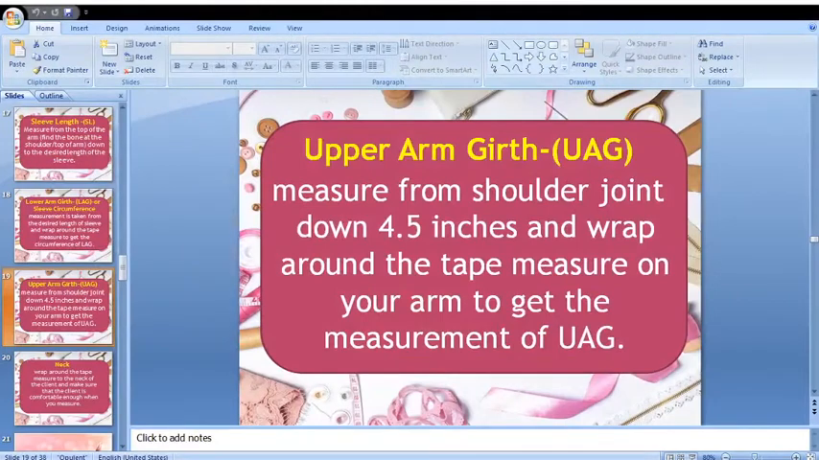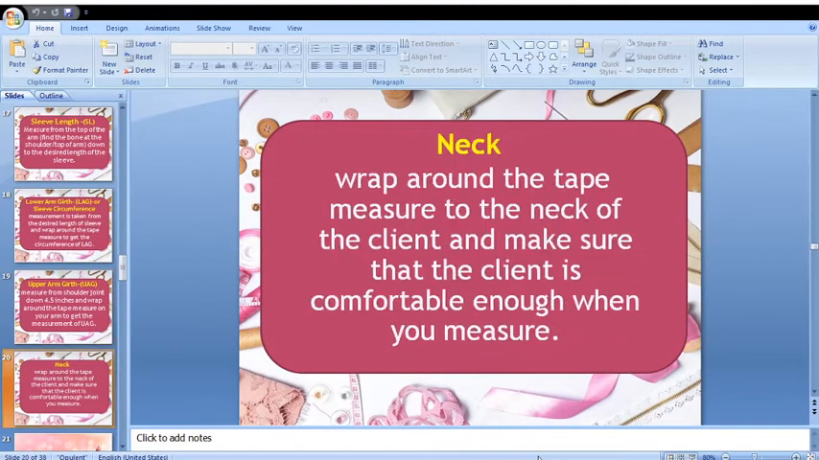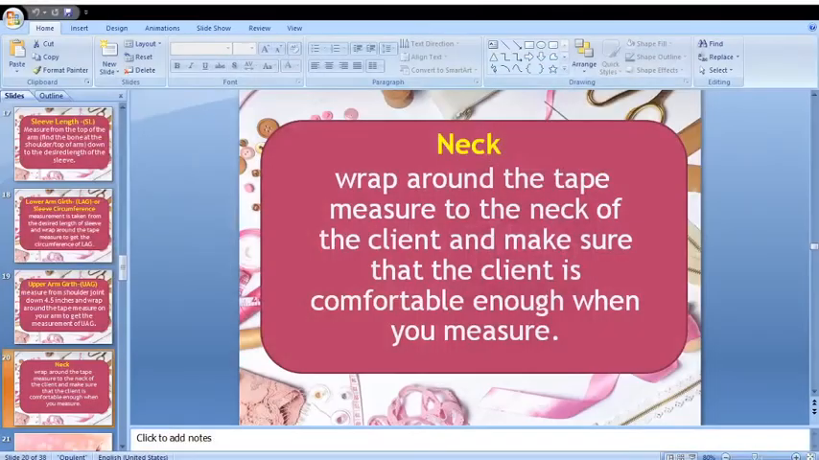The next is the neck. In measuring the neck, we're going to wrap the tape measure around. Make sure that the client is comfortable, not too loose and not too tight. Alright, so that's how we're going to measure the neck.